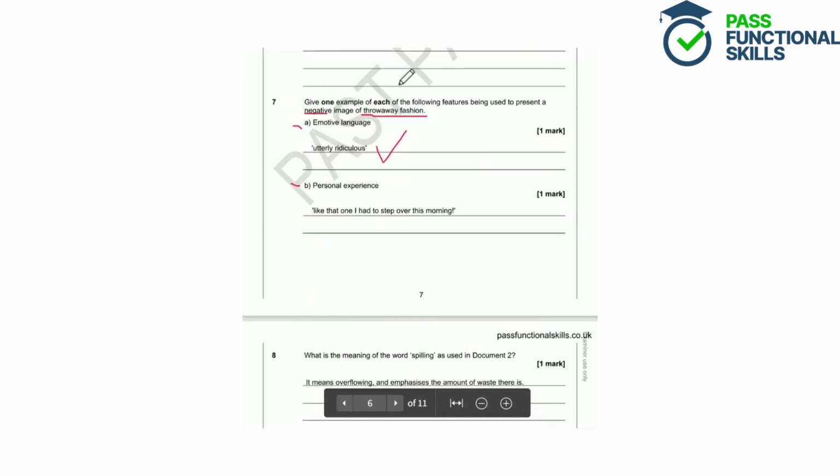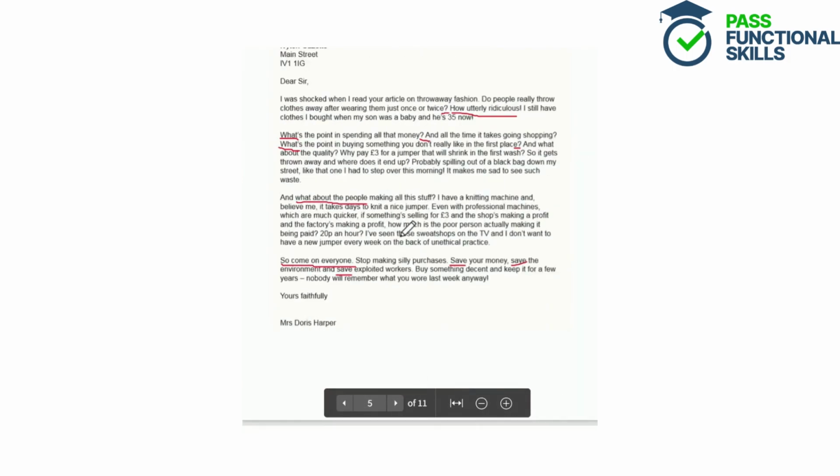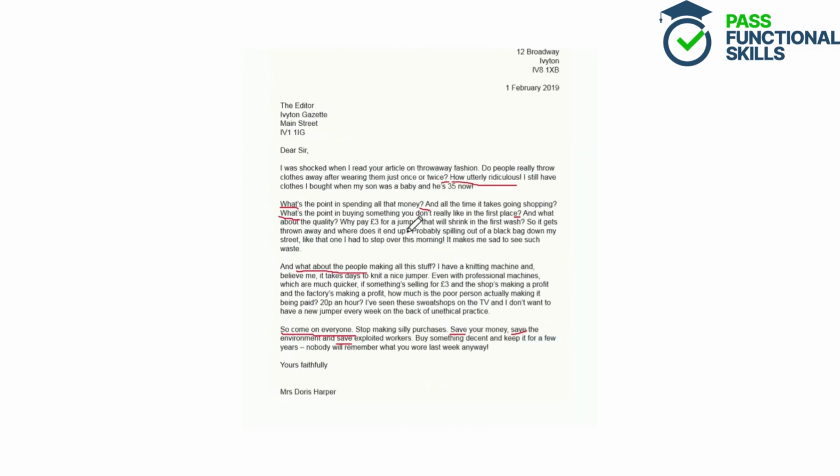So let's have a look at the example given for personal experience then. We've got, like that one I had to step over this morning. So if we go up and find that one in the text, we can see that here it says, why pay £3 for a jumper that will shrink in the first wash? So it gets thrown away, and where does it end up? Probably spilling out of a black bag down my street, like that one I had to step over this morning.